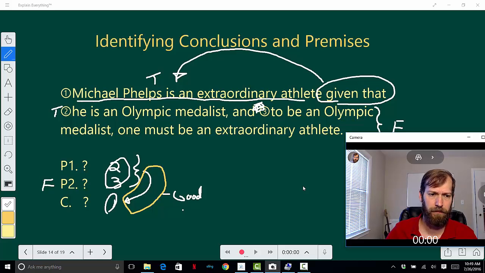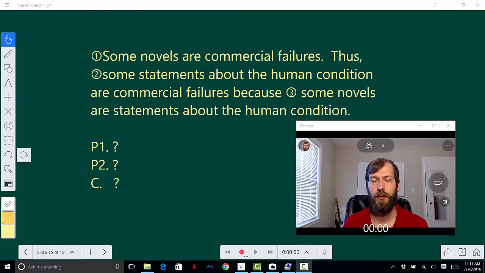Let's look at another example. So here we have another argument that we want to begin analyzing, and we need to determine which statements are the premises and which statement is the conclusion. So it says 1, some novels are commercial failures. Thus 2, some statements about the human condition are commercial failures, because 3, some novels are statements about the human condition. So again, I want you to pause this video, and when determining what statements you think are the premises and which one you think is the conclusion, try to pay attention to see if you can find indicator words.